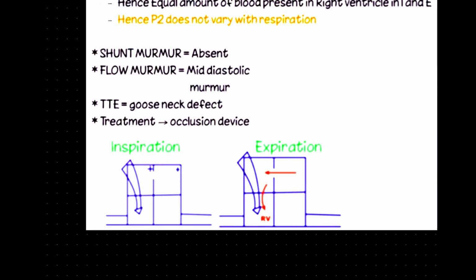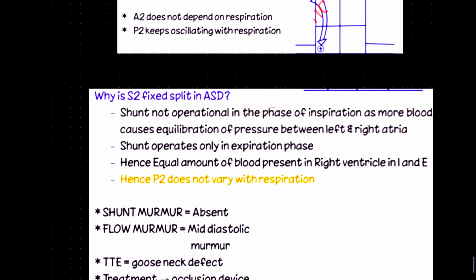Yes, the same thing right here. At the time of inspiration, a large amount of blood will be present right here in the right ventricle, and in the case of inspiration, the shunt is not functioning. But in the case of expiration, less blood is present in the right ventricle, but the shunt is functioning. So there is fixed split in ASD, right? Fixed width split between A2 and P2 in the case of ASD.